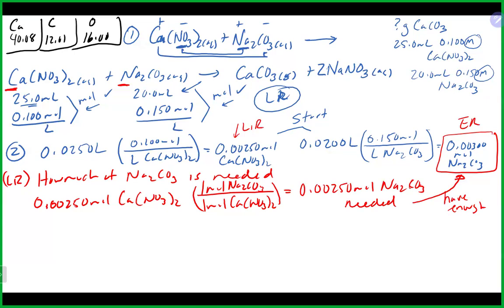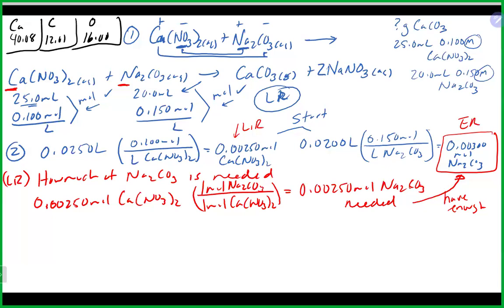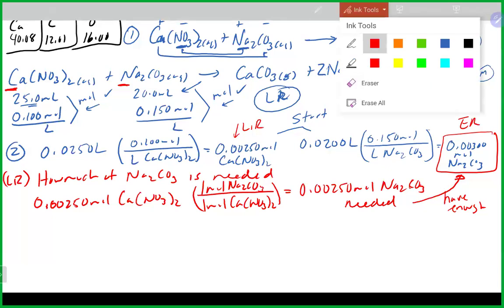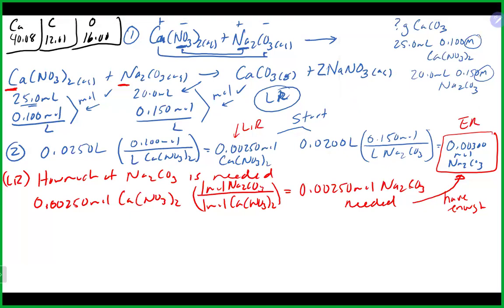So remember, you do have to determine which one's the limiting reagent through some type of calculation. It is not just the smallest number of moles. It's actually a calculation based sort of situation that you need to do. First off, any questions on that there?